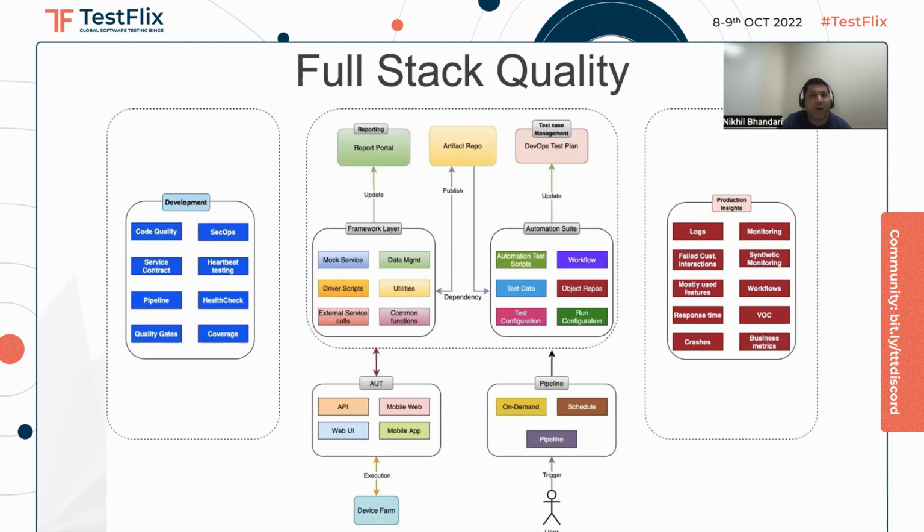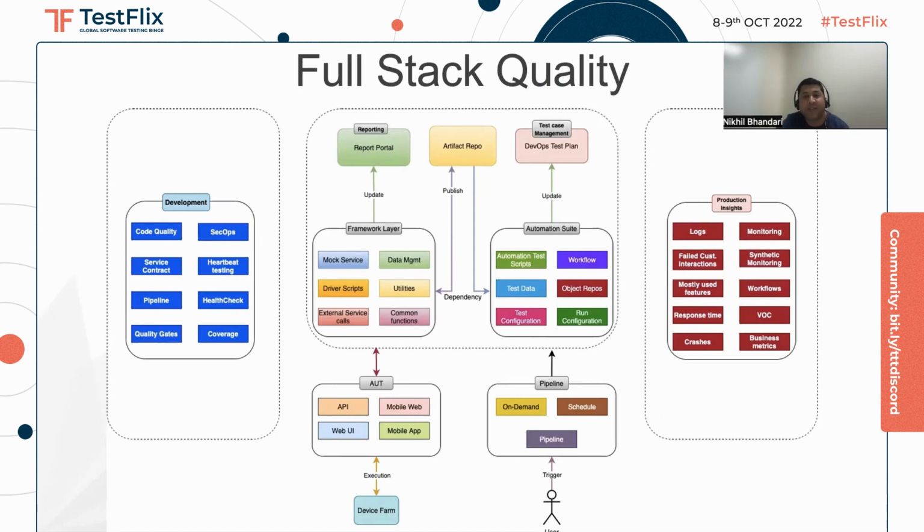This is how full stack quality looks like. On the left side, you see a development cycle. How do you ensure quality at those stages? A zoom-in picture of what happens during the testing phase, and then what happens on the right-hand side in production. We talked about many of them, right? In terms of logs, monitoring.